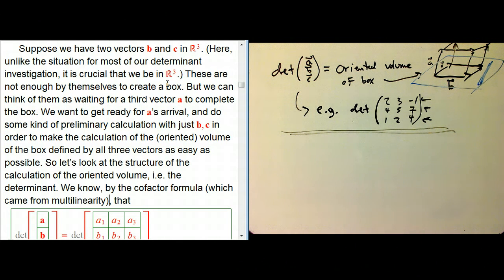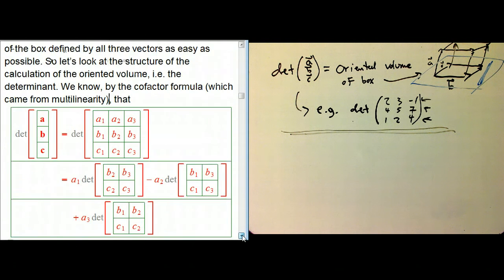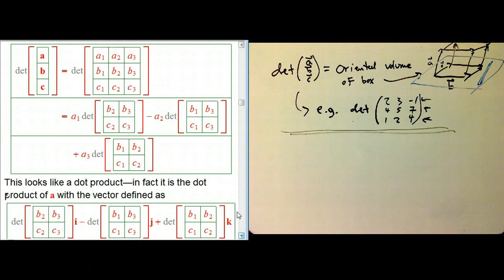So the idea is, let's suppose we have B and C. Let's prepare as much as possible to calculate the volume of the box formed by A, B, and C before we actually get A. And there's a way to do that. What we can look at is the formula for the determinant called the cofactor formula. This really came out of some deep properties of the determinant, mainly multilinearity. And it says that we can separate out the influence of the different components of A.